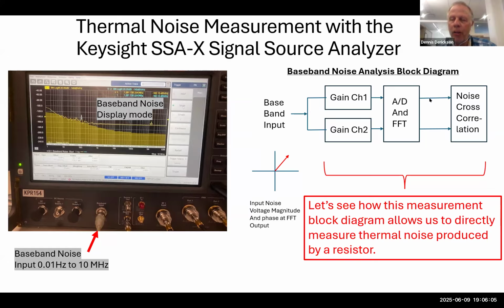At the output of the A to D, after the fast Fourier transform, we're going to have noise voltage at different frequencies coming out of that box. Then we're going to do a magical thing called the noise cross correlation activity. The noise cross correlation is going to allow us to cancel out the noise in channel 1 and channel 2 and only see the noise that's input at the input. That's why we're able to see the thermal noise. So let's look at the block diagram and see how that is accomplished in a graphical illustration.